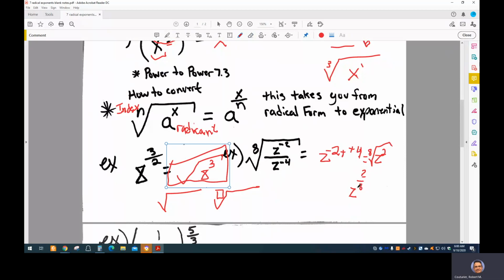Hopefully someone's like, oh, wait, Mr. C, this is not reduced. That's right, it's not reduced. You can reduce that fraction. So 2 goes into 2 once, and 2 goes into 8 4 times. So z to the 1/4 power, and that would be your final answer if they're asking you to convert it back and forth. So it's not really hard, guys.